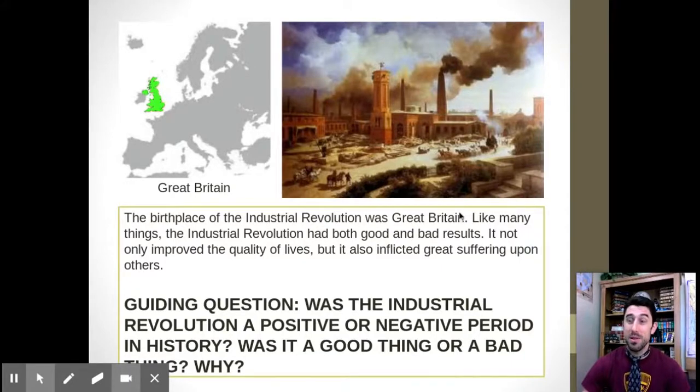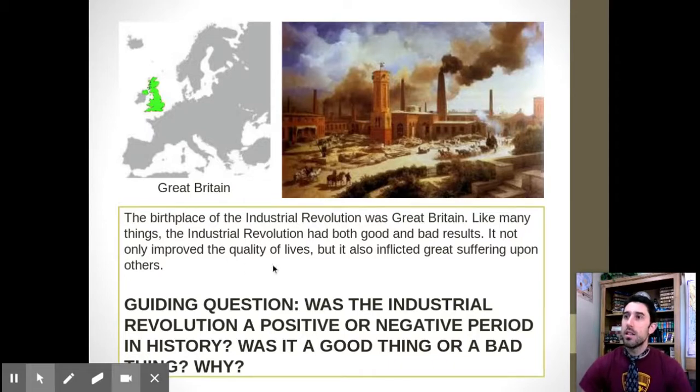We've talked a lot about Great Britain in History 10, but it seems to be a great example to look at in terms of history, to give us these basic ideas of the development of history. And yet again, Great Britain is in the lead in terms of being the kickoff point, or the birthplace, of the Industrial Revolution.